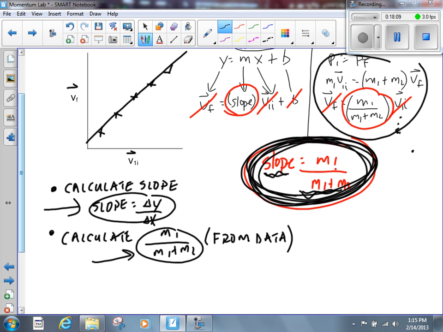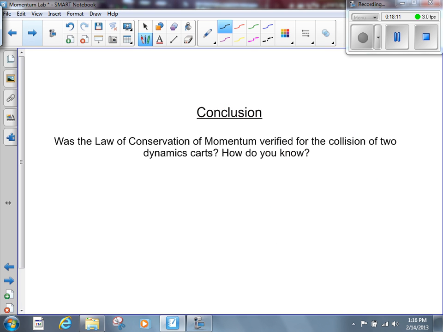All right, there's your analysis, and that's effectively your conclusion as well. Was the law of conservation of momentum verified here? How do you know? So answer the question based on what you just got. How do you know? Well, because those two values are equal. How do you know if they're equal enough? By that I mean, in an experiment, we rarely get two numbers exactly the same, right? So let's say they're close, but not quite. How close do they need to be in order to say that they're the same?